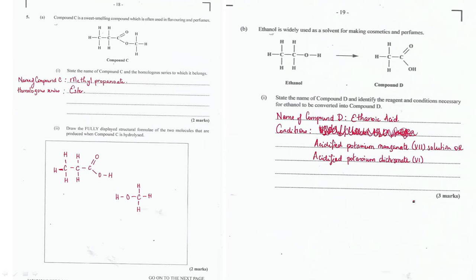Okay, so we're on to question 5. It says, compound C is a sweet smelling compound which is often used in flavoring and perfumes. It says, state the name of compound C and the homologous series to which it belongs. Well, when you're naming this, you name this part first. Well, the part that doesn't have the double bonded O. So this is methyl, and then you count these 1, 2, 3. So it's methyl propanoate.